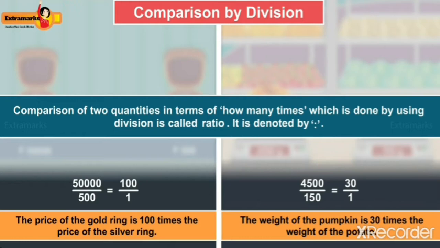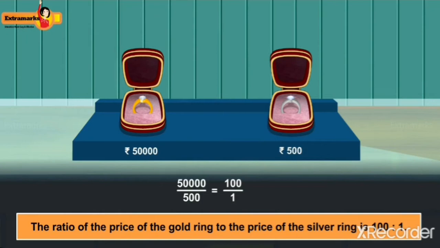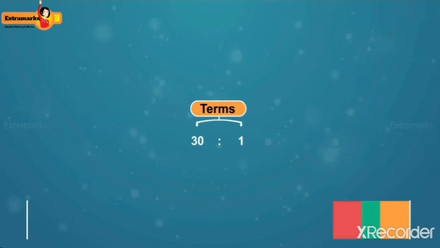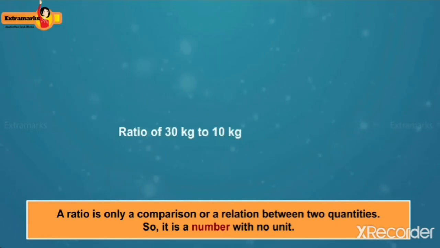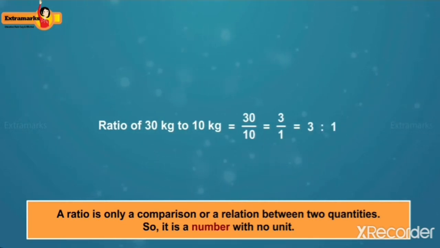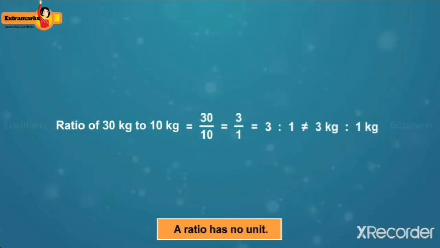It is denoted by using the colon symbol. So, we can say that the ratio of the price of the gold ring to the price of the silver ring is 100:1. And the ratio of the weight of the pumpkin to the weight of the potato is 30:1. Here, 30 and 1 are called the terms of the ratio. Since a ratio is only a comparison or a relation between two quantities, it is just a number with no unit. For instance, the ratio of 30 kilograms to 10 kilograms is 3:1 and not 3 kilograms is to 1 kilogram. Hence, we say that a ratio has no unit.